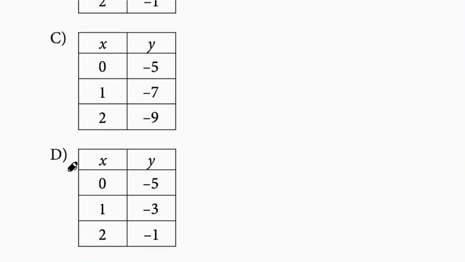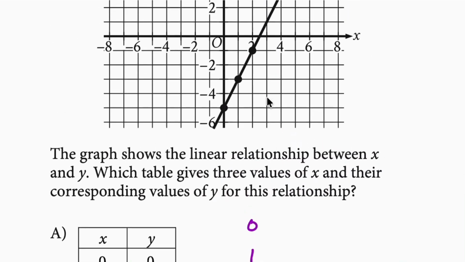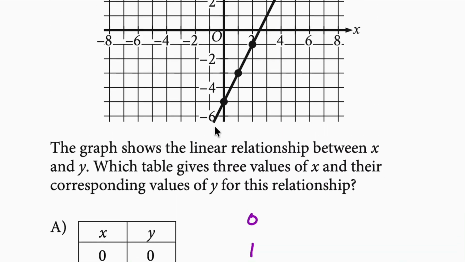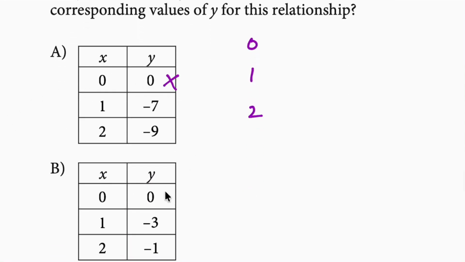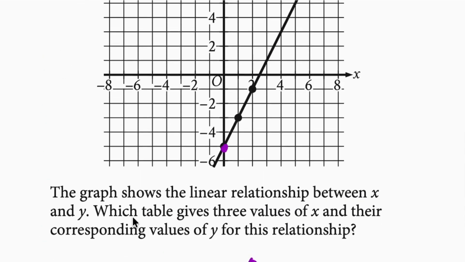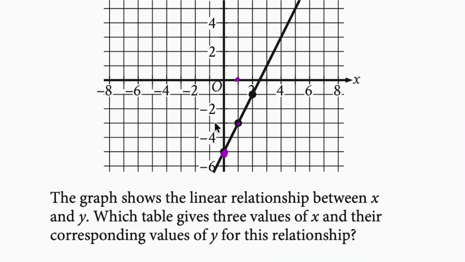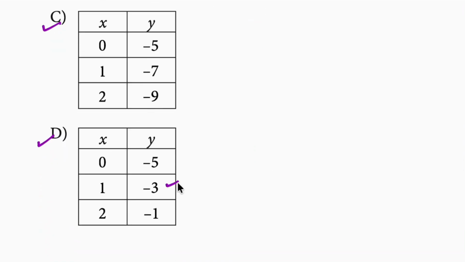A, B, C, D, all options have the same input 0, 1 and 2. So that means we have to check the values of the graph at 0, 1 and 2. Now if I check this graph, the y-intercept is -5. So 0 and 0 is deleted, this is deleted, this is deleted. 0 and -5, so the option is C or D. Now let's go back to the graph and check when x is 1, what is the value of y? When x is 1, the value of y is -3. That means 1 and -3 is our right option. D is the right option.